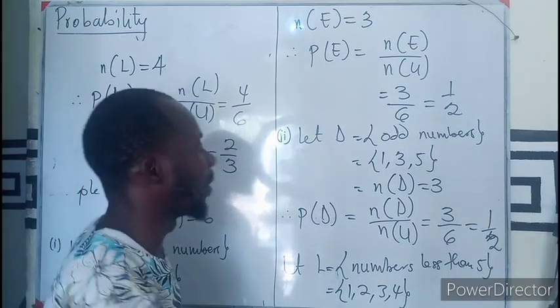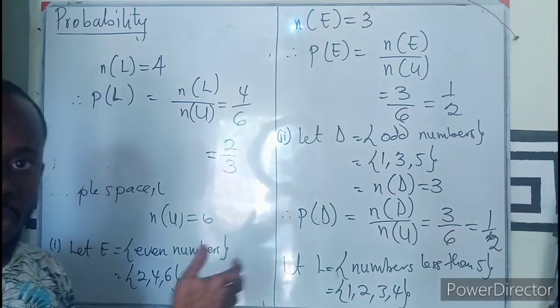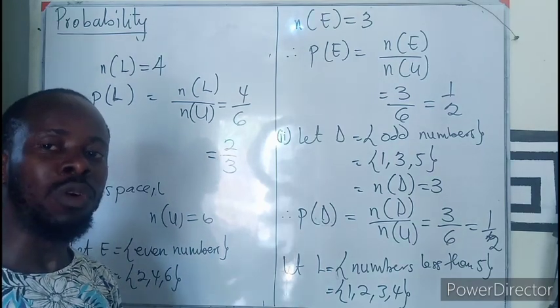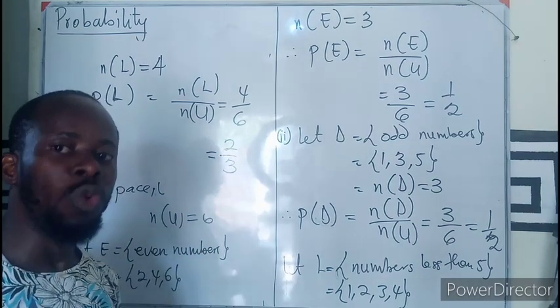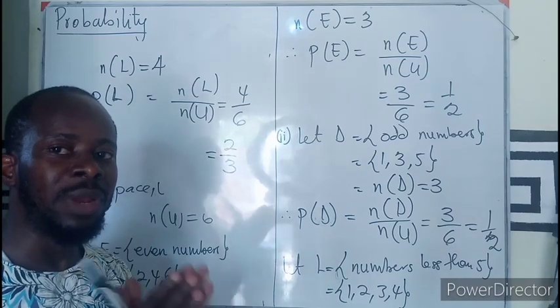So this is just one example of probability involving the throwing of a die. I believe the concept is explained.